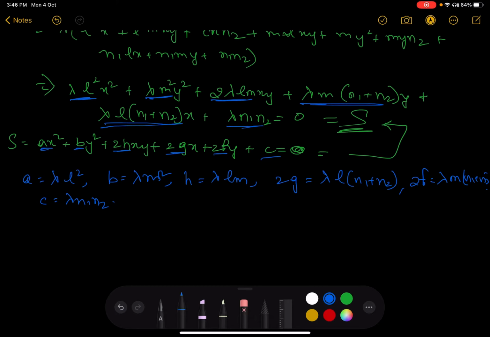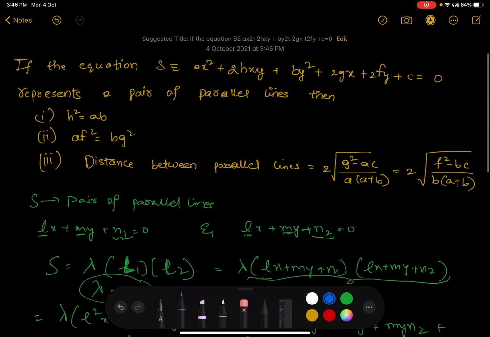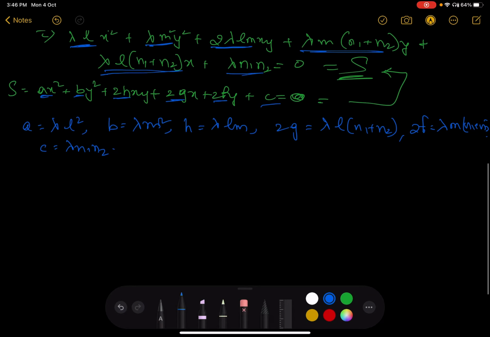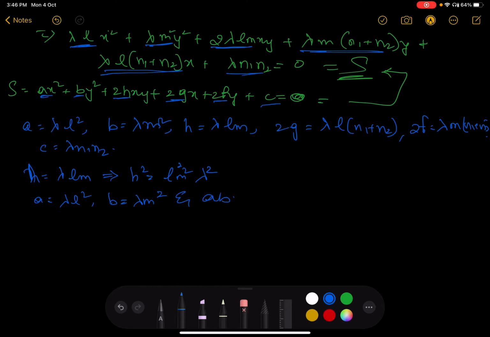Now let us prove our first condition, h square is equal to ab. So here we can see h is equal to lambda Lm. That implies h square is equal to lambda square L square m square. Now a is equal to lambda L square, b is equal to lambda m square, and ab is equal to lambda square L square m square.